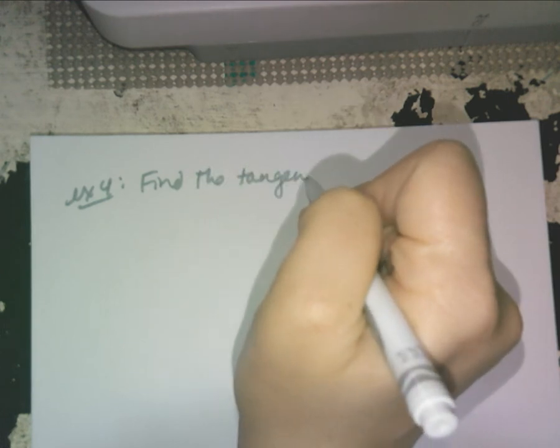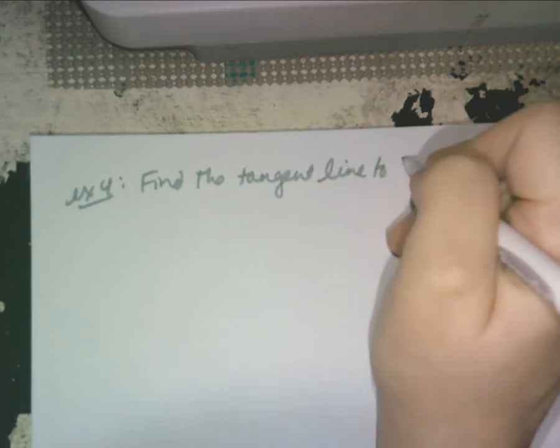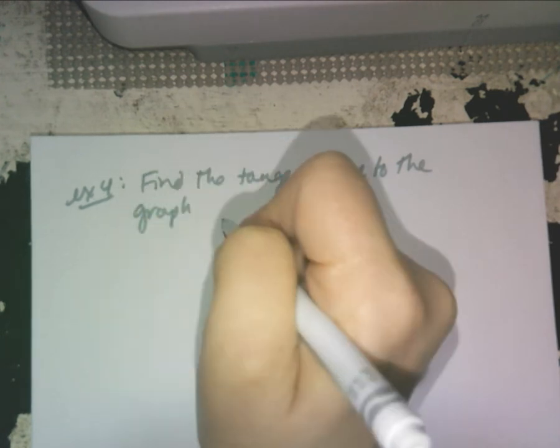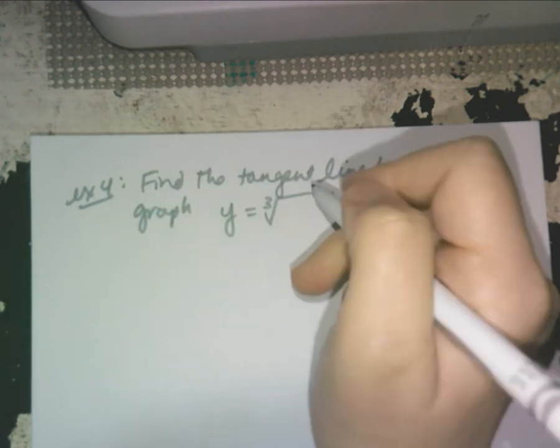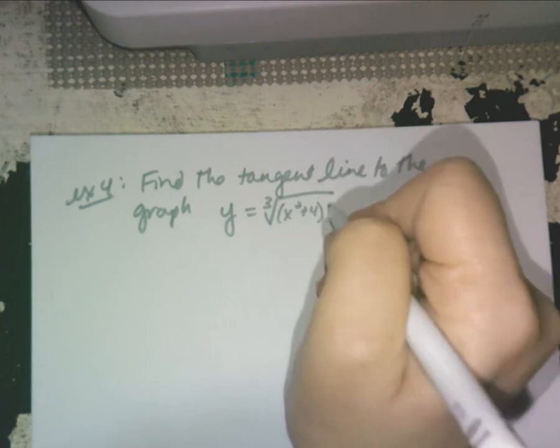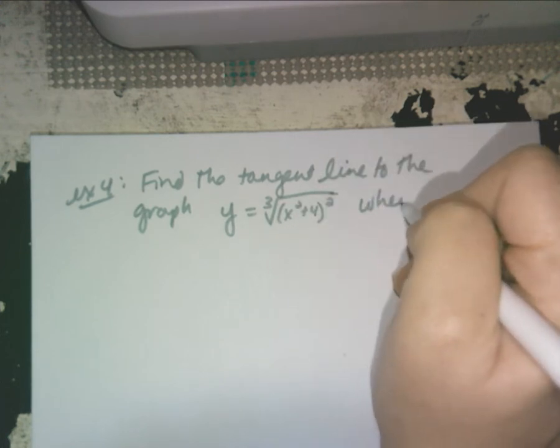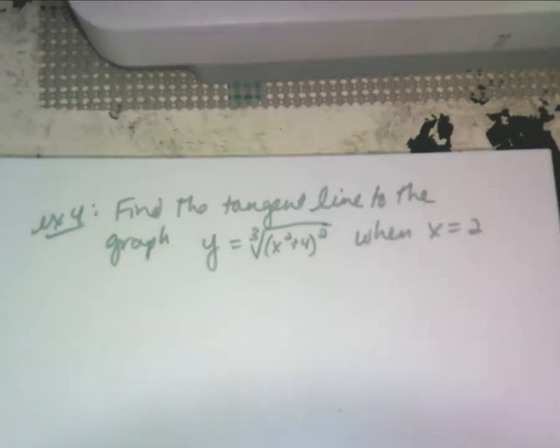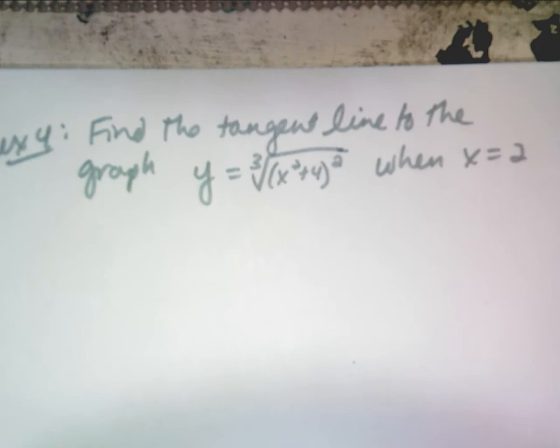You are going to find the tangent line to the graph y equals the cube root of the quantity x squared plus 4, squared, when x equals 2. I'll repeat this for my friends in the back. Find the tangent line to the graph y equals the cube root of the quantity x squared plus 4, squared, when x equals 2. So it'll be our last example, and we're finished.